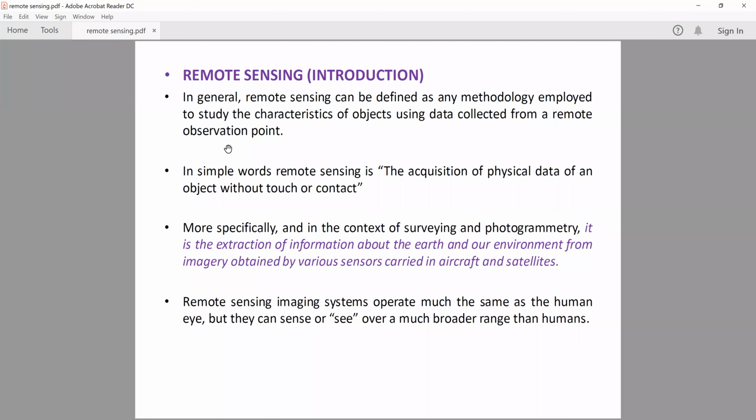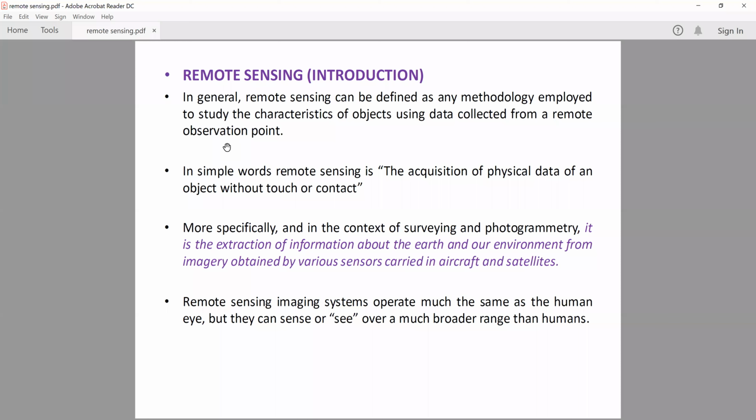A very basic example would be an EDM. So when you use an EDM to measure distance to a far off point, so let's say the point is on the other side of the river and you're standing on one side and you point your laser towards there and you calculate the distance without going to that actual point. So that would be a very basic example of remote sensing.